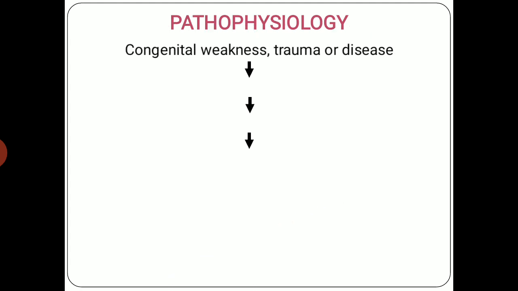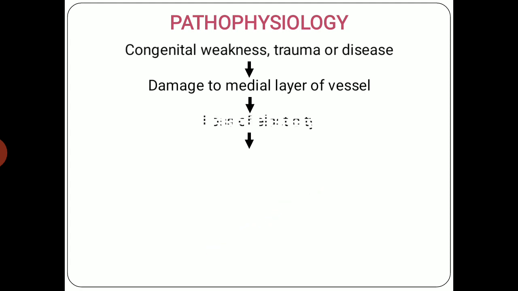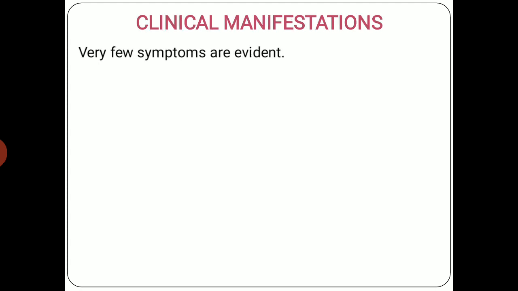The pathophysiology is if there is some congenital weakness or congenital abnormality or trauma or disease of the artery, that will lead to the damage to the medial layer of the vessel, or even the intimal layer of the vessel may be damaged, and because of that there will be loss of elasticity, and which will lead to the formation of sac or the dilation.